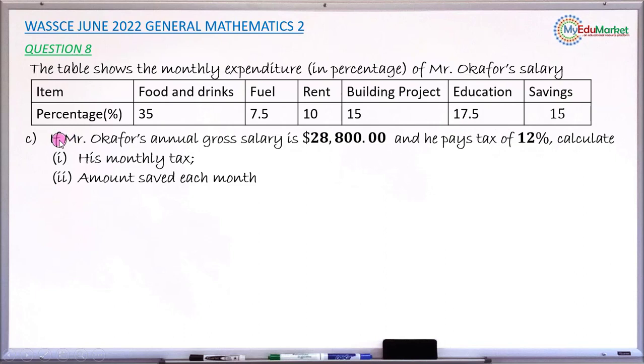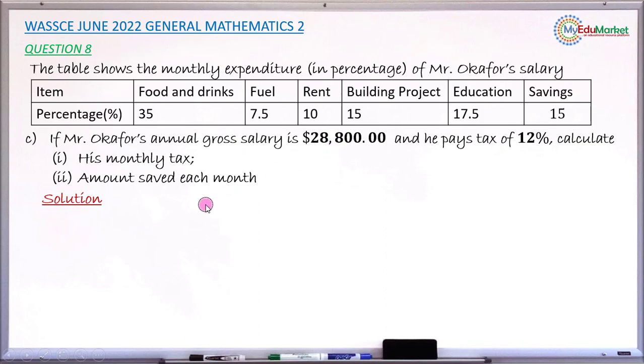So the question asked here says if Mr. Okapor's annual gross salary is $28,800 and he pays a tax of 12%, you are asked to calculate (i) his monthly tax and (ii) the amount saved each month. So let's attempt to answer this very question together. Solution to the problem, starting with the very first question, that is his monthly tax.